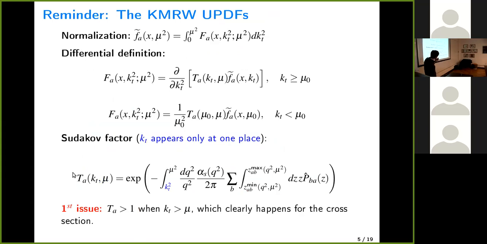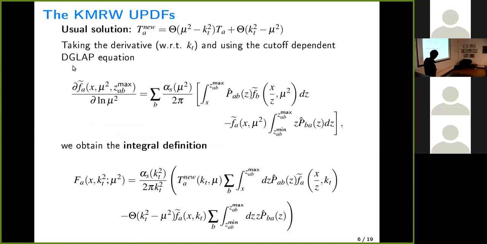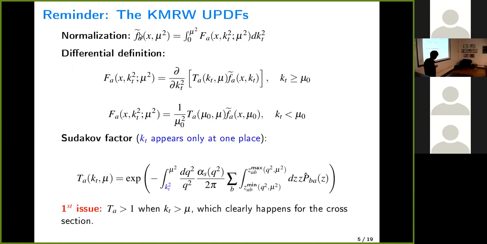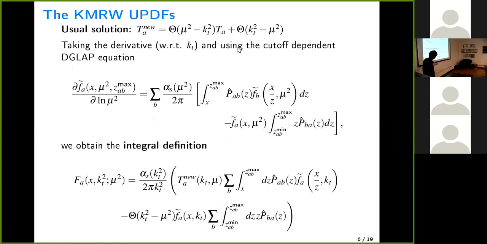So this is an issue, but it's easy to solve. What people usually do is that they just say, okay, let's take this expression when KT is smaller than mu, and let's just use one when KT is larger than mu. And so you can write this by this equation. So this equation is saying the same. When mu square is larger than KT square, you use this definition for TA. And when KT square is larger than mu square, just use one. So this is what people usually do in order to solve this issue of the Sudakov factor being larger than one.